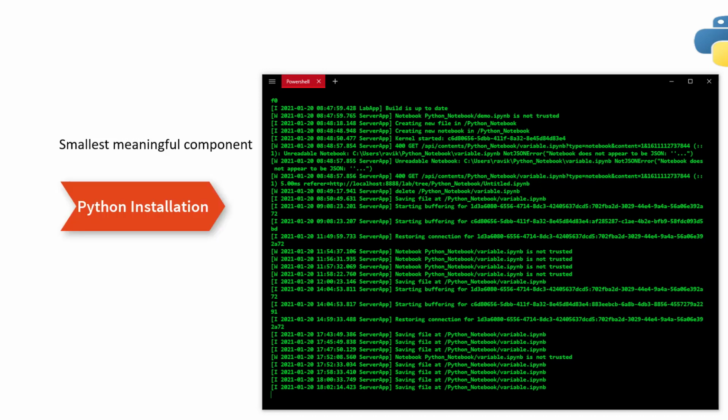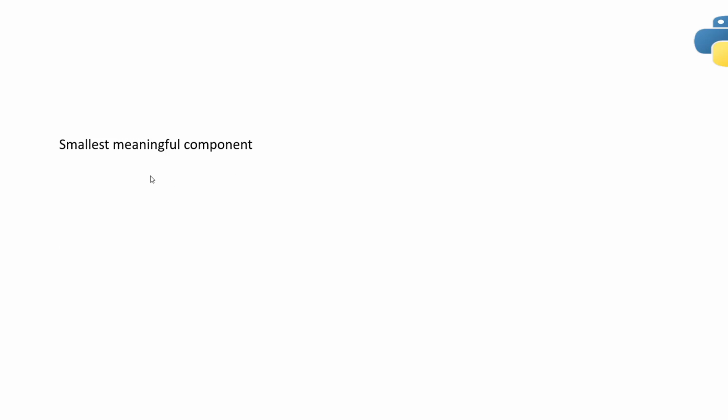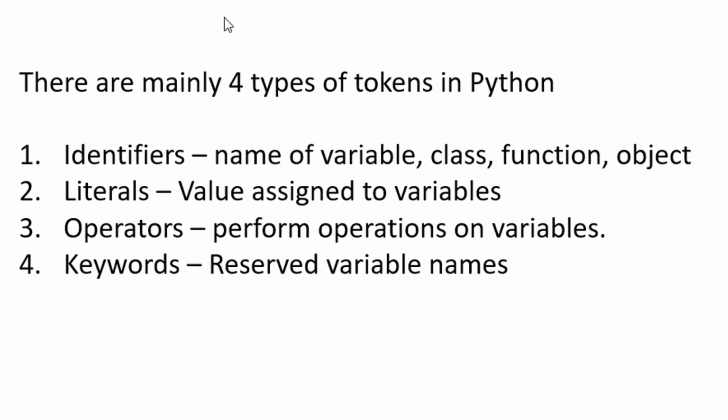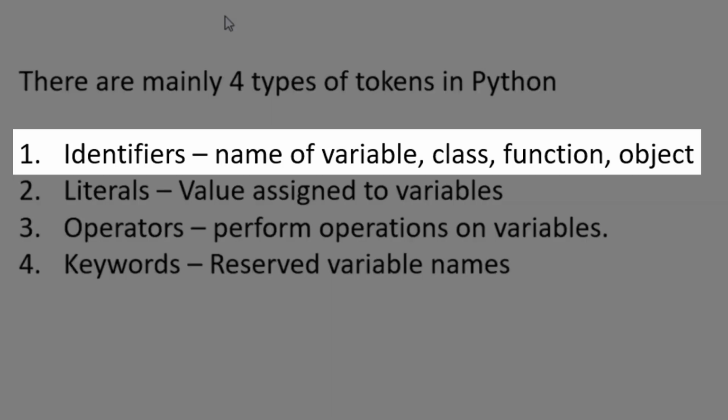In the previous video, we have done Python installation and configured our local machine with VS Code and Jupyter software. In this video, we are going to talk about the smallest meaningful component of any programming language, which is called tokens. In Python, we have four types of tokens: identifier, literals, operators, and keywords.